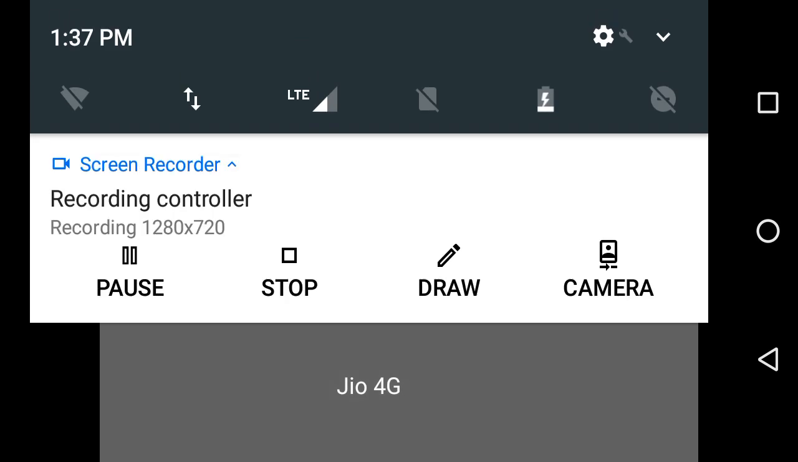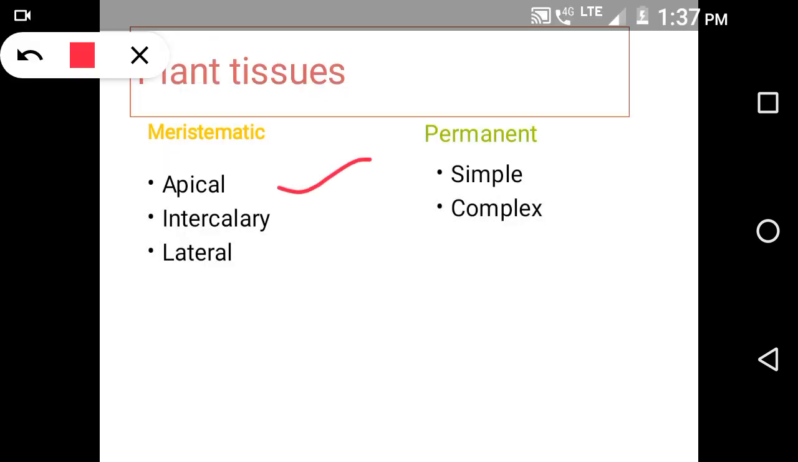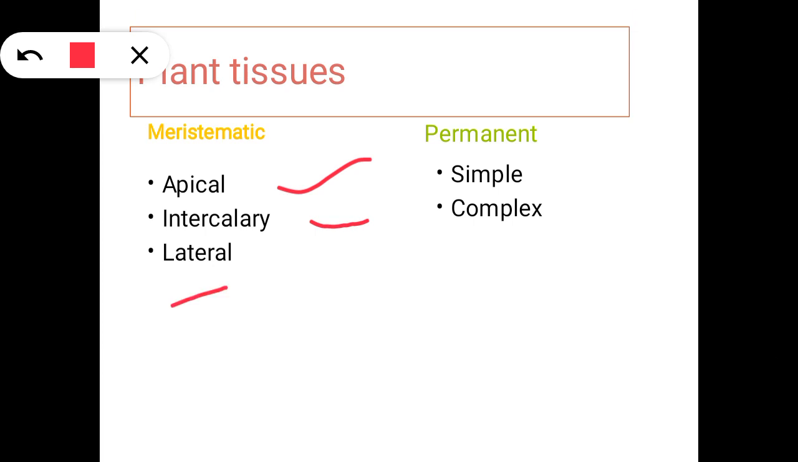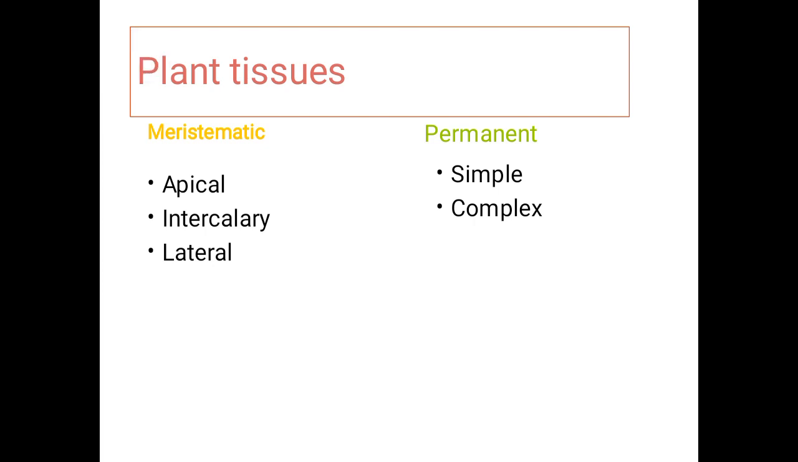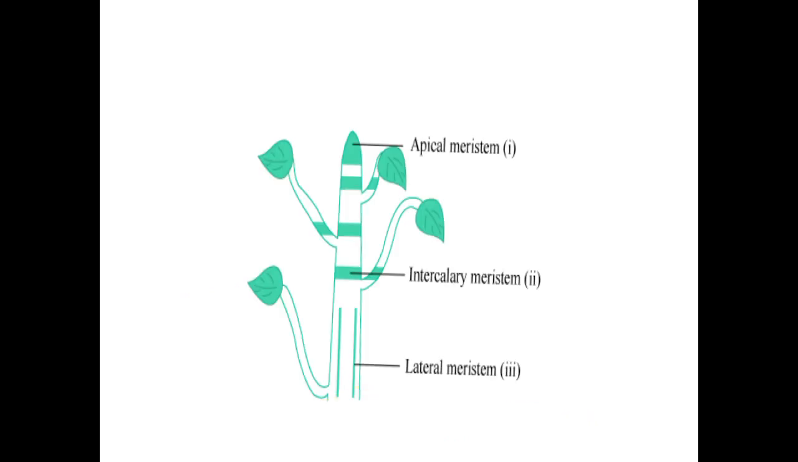apical, intercalary and lateral meristem. Okay, so depending on the functions or position, the various meristems are apical, intercalary and lateral meristem. You can see the apical meristem at the top and intercalary meristem in between the permanent tissues at the base of the internodes, and lateral meristems on the lateral sides of the plant. Okay, so I told this much in the last class, isn't it?